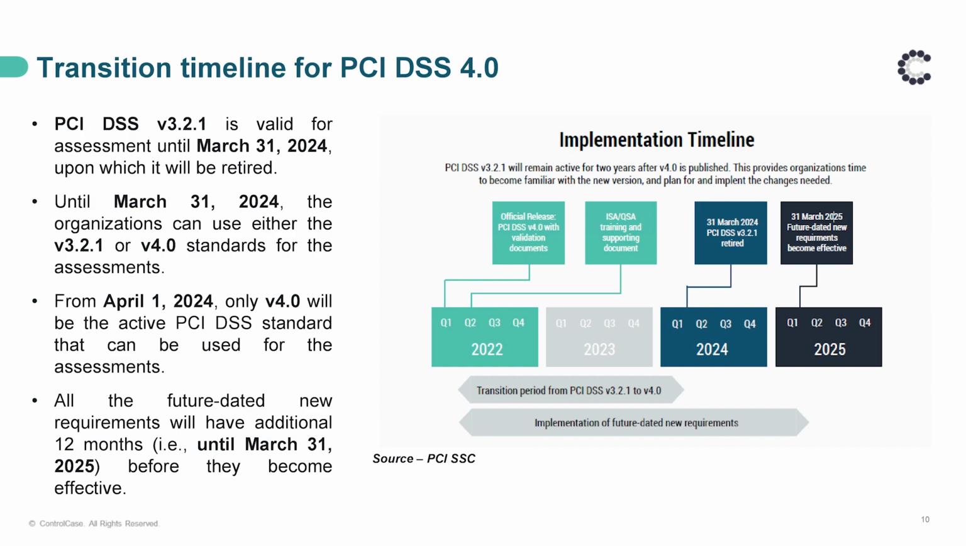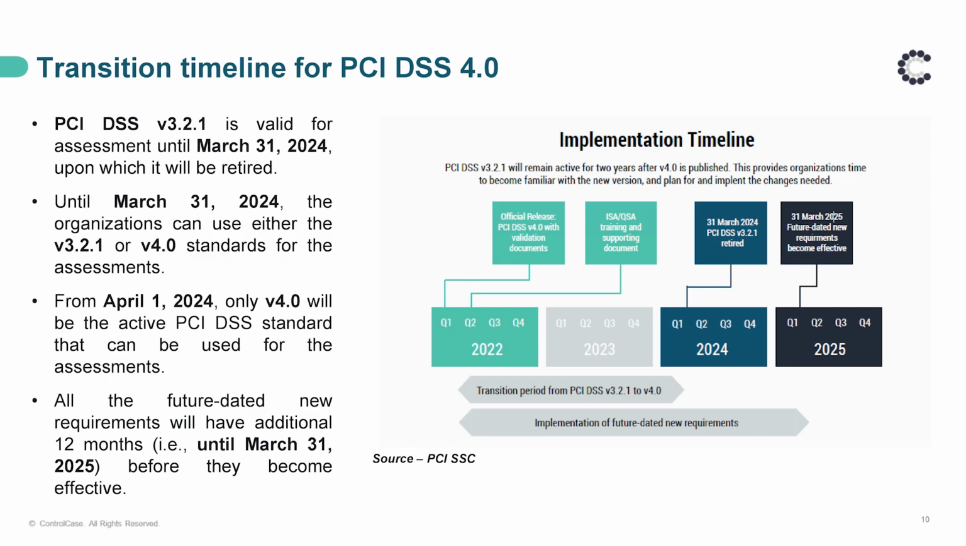Please note that the certification or the audit closure date has to be on or before March 31st, 2024, if you plan to do an assessment against version 3.2.1. So from April 1st, 2024, only version 4 will be the active version for the assessments. In other words, even if you start your PCI DSS assessment sometime in 2023, but you are targeting to achieve your PCI compliance or to complete your audit after April 1st, 2024, you should plan for doing an assessment with version 4.0. The last and important timeline information is about the new requirements.